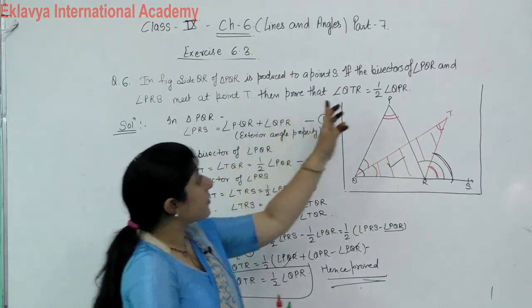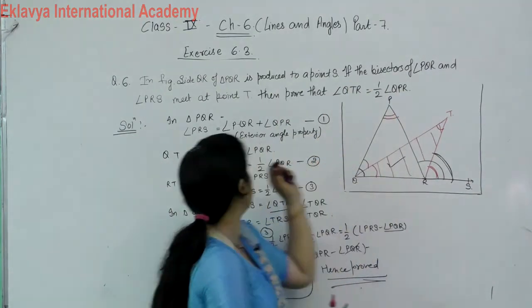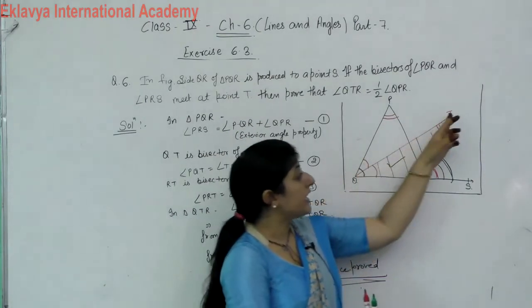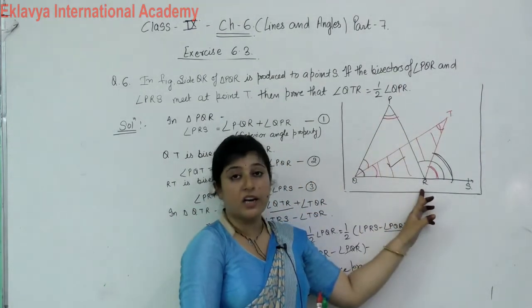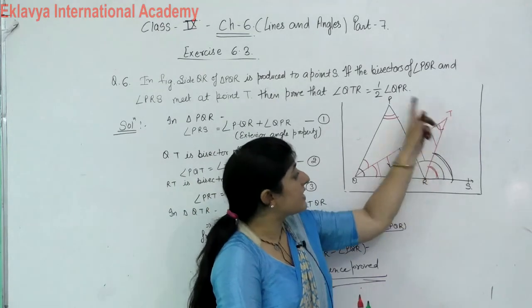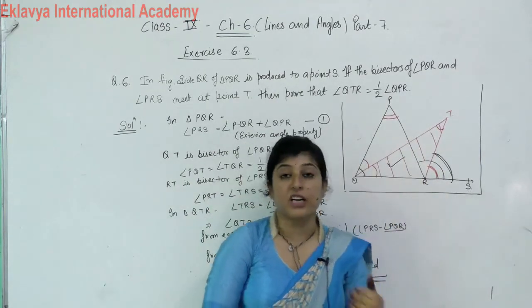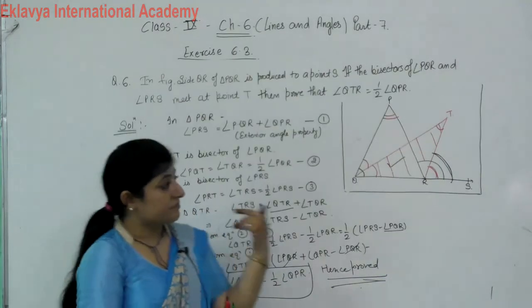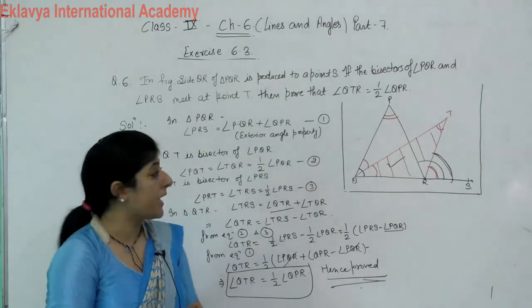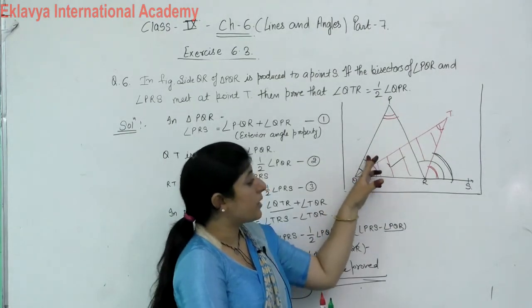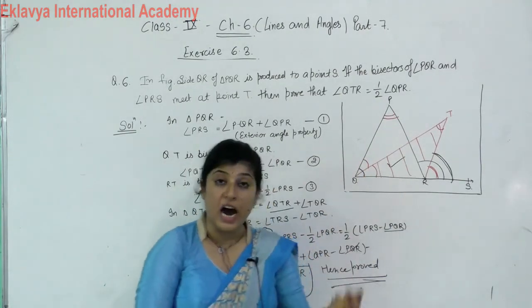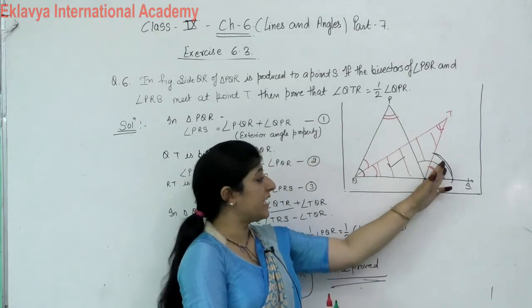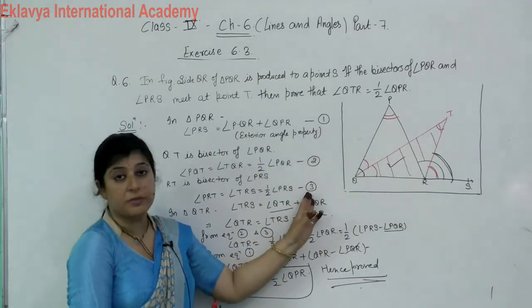Now the next information given: the bisectors of PQR and PRS meet at point T. It means QT is the bisector of PQR and RT is the bisector of PRS. And what is the meaning of bisector? Bisector means it divides an angle into two equal parts. It means these two angles are equal, or we can say each is half of the whole, half of PQR. Similarly, we write down the second and third equations.